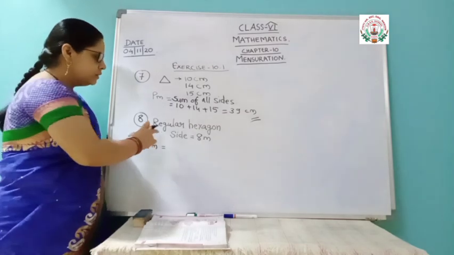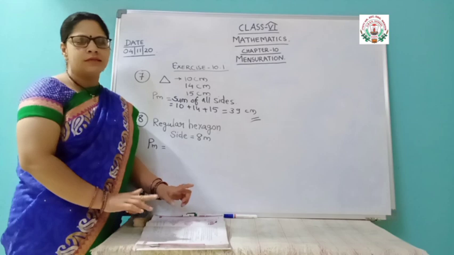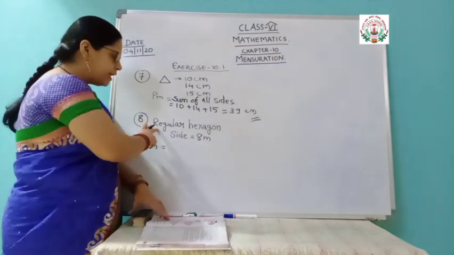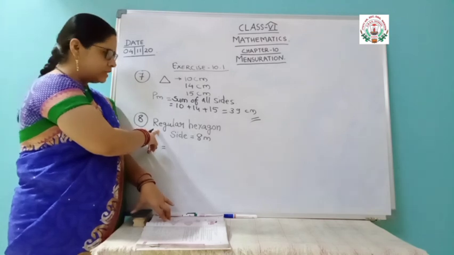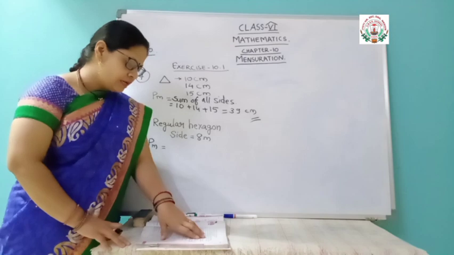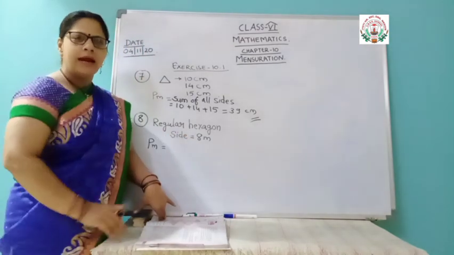Completed, nothing more. Then next is find the perimeter of regular hexagon. Regular means all the sides will be equal. Hexagon means having 6 sides. And with each side measuring 8 centimeter.